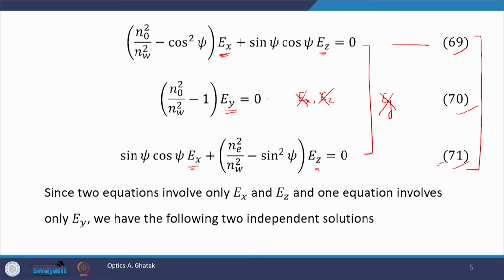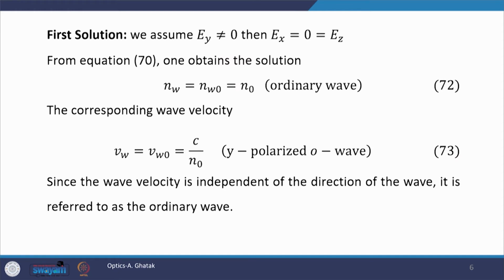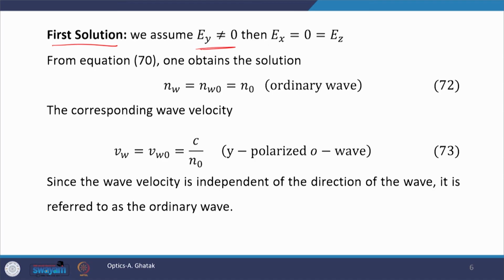Since two equations involve only E_x and E_z, and one equation involves only E_y, we have the following two independent solutions. The first solution is the one wherein we assume that the y component of the field is non-zero, while the x and z components of the field are 0. With this, E_y is not equal to 0, and E_x and E_z are both 0.